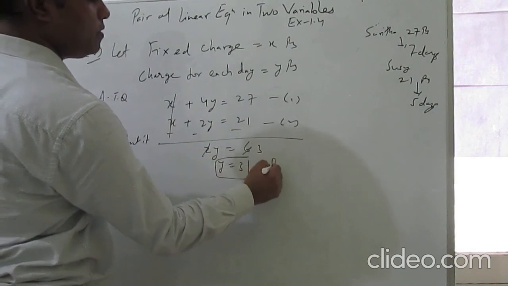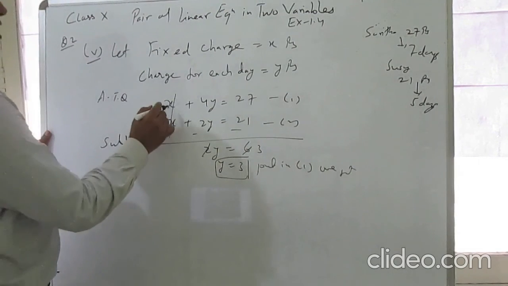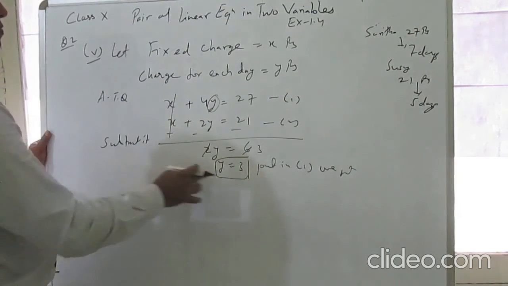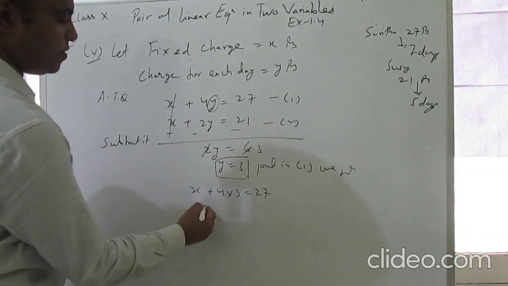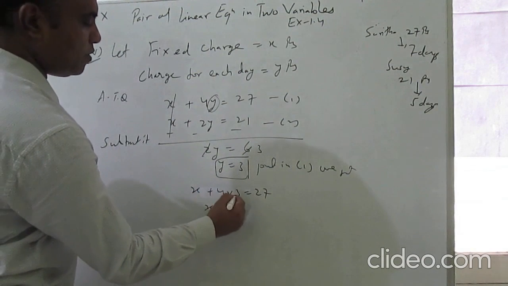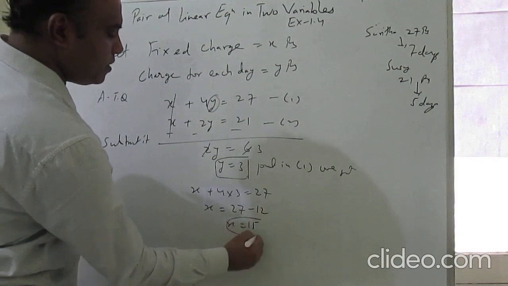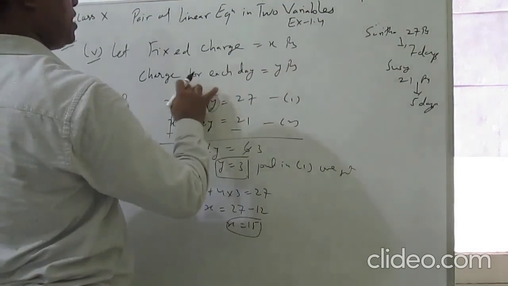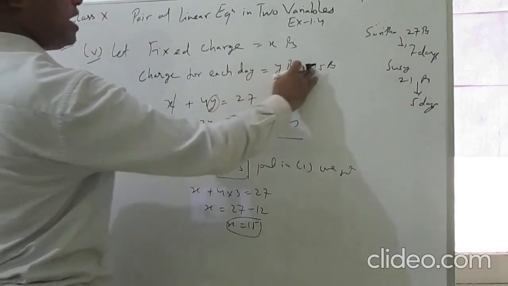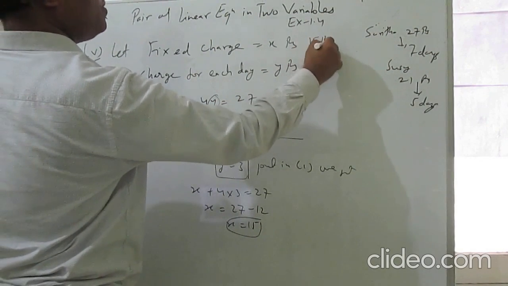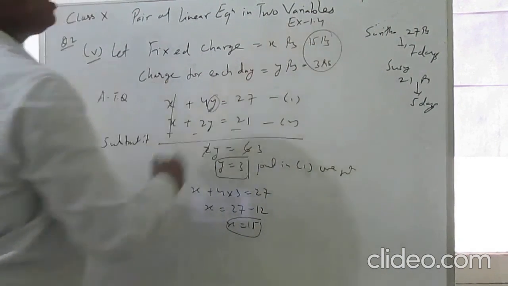Put in 1, we get x, y हटा के क्या रख देंगे? 3. x plus 4 into 3 is equal to 27. x is equal to 27, 12 हो जाएगा, उधर जाएगा, minus 12 हो जाएगा. x is equal to 15. So y is equal to charge for each day, 3 rupees. And fixed charge is 15 rupees and charge per day is 3 rupees. This is the answer.